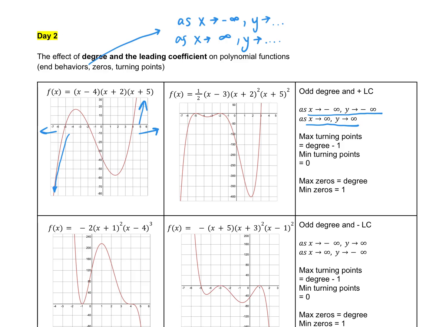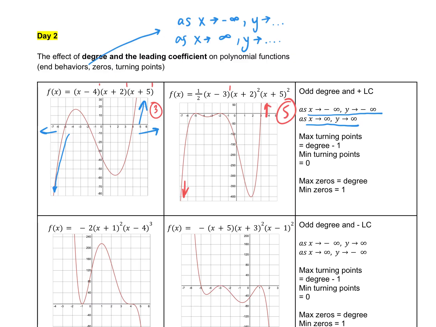So these first two functions that we have, they are odd degrees. So this one here, factored form, 1 plus 1 plus 1. This is a degree of 3. And we have these opposing end behaviors. The next one, our degree is 1 plus 2 plus 2. It's also odd degree. And again, we have these opposing end behaviors.